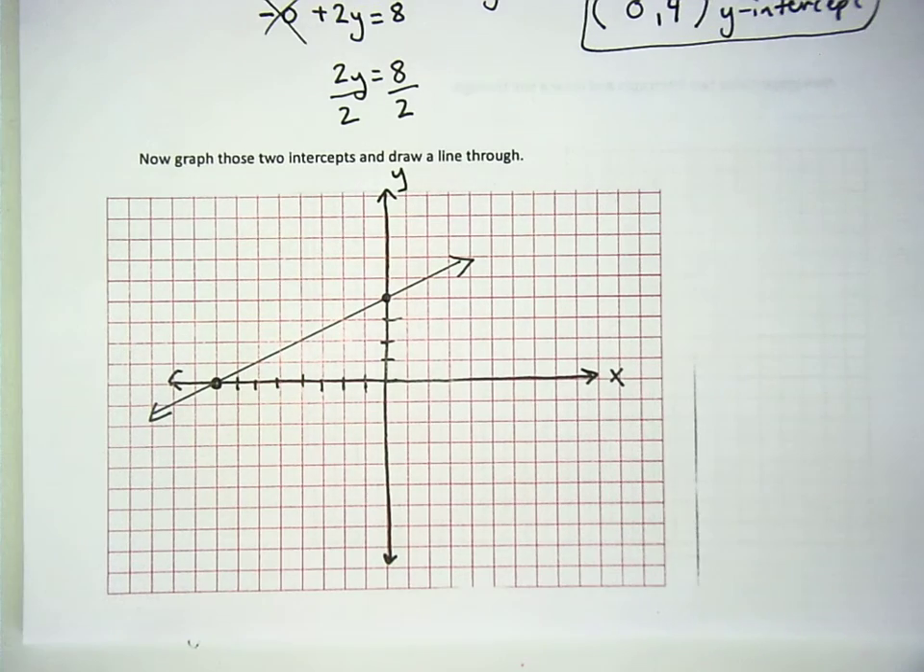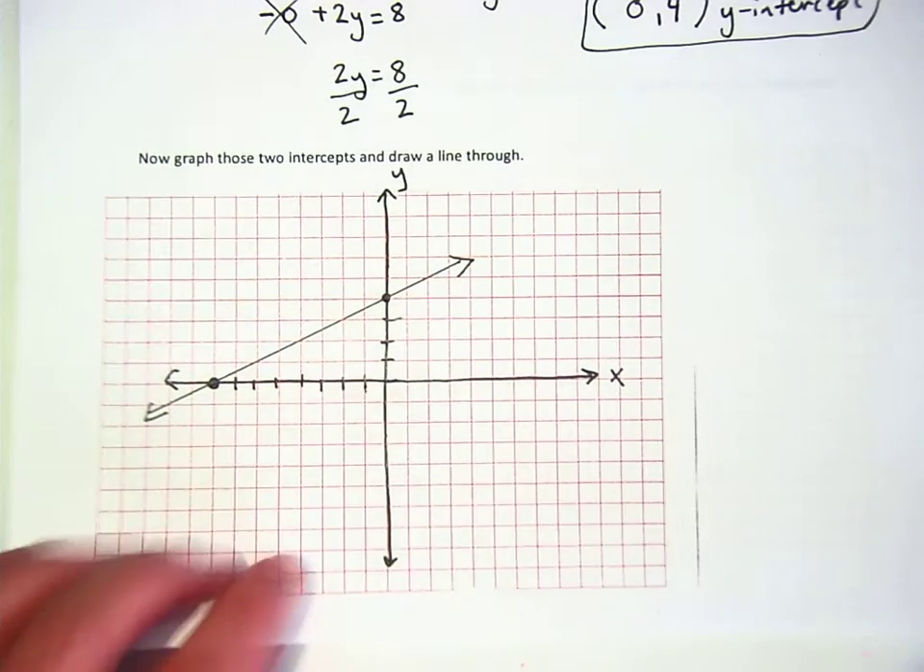Do not be talking, Jace. I tried freehand. Not straight, bad. Not bad at all. Make sure you put arrows on it because it does go on forever.